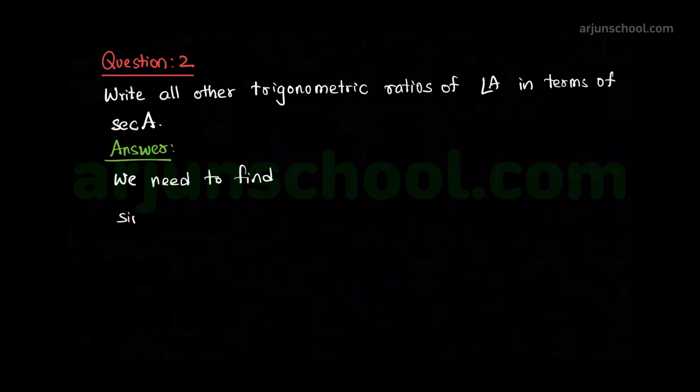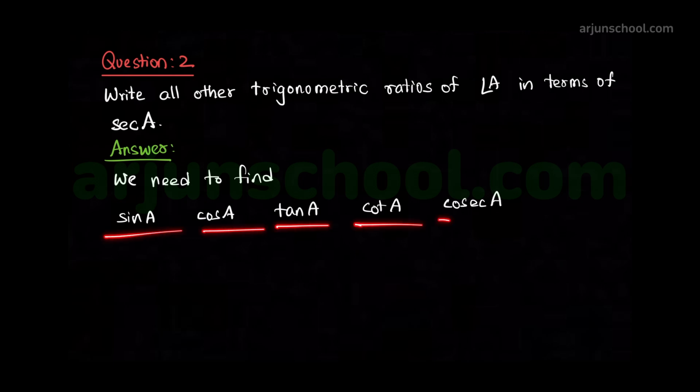All the other trigonometric ratios other than secant A are sin A, cos A, tan A, cot A and cosecant A. We have to write all these trigonometric ratios in terms of secant A.